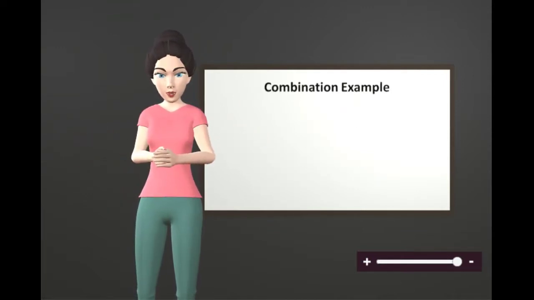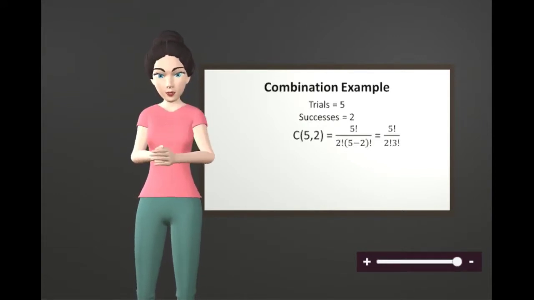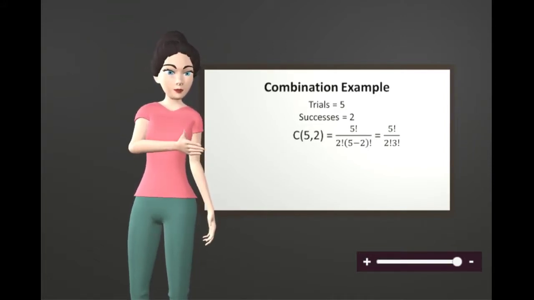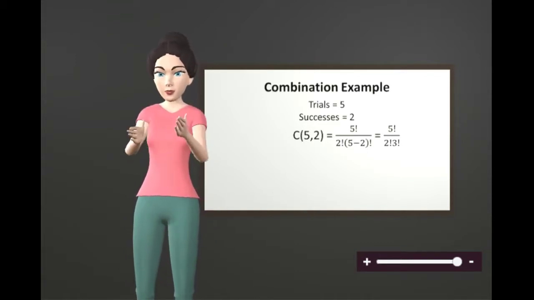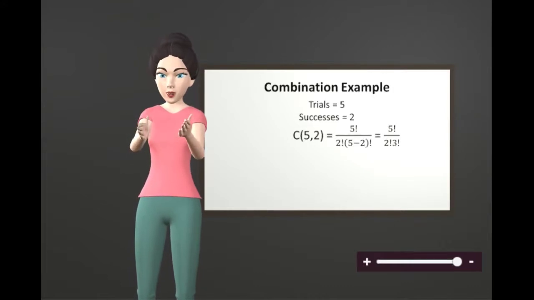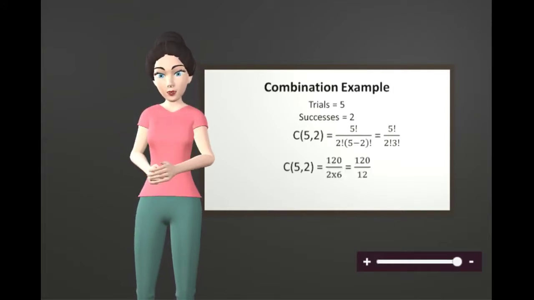Now let's finish finding the number of combinations that can occur for 2 successes in 5 trials. So 5 factorial is equal to 120, which we just found out. Then we divide that by 2 factorial, which is 2 times 1, times 5 minus 2 factorial, or 3 factorial, which is 3 times 2 times 1. That gives us 120 divided by 12, which equals 10. This means that there are 10 ways to get 2 successes in 5 trials.